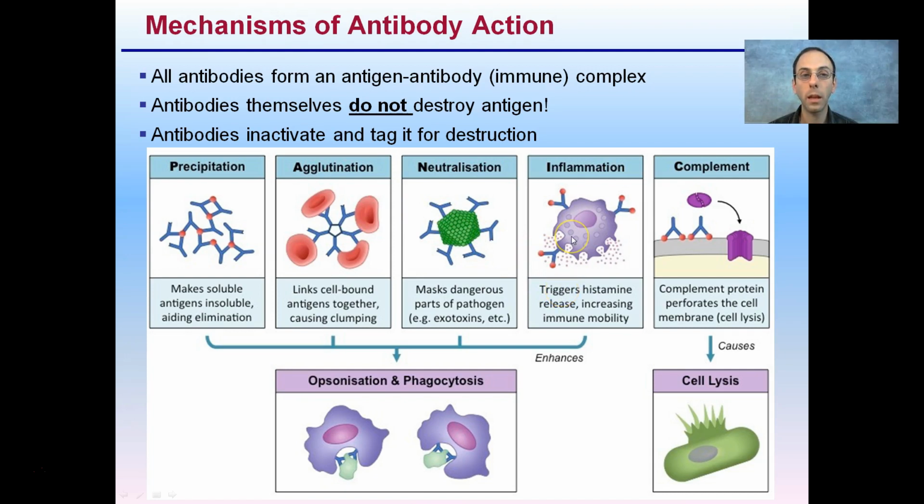They are merely being able to inactivate it and tag it for destruction so that other cells can come about and do the work of the destruction of the pathogen. It's not specifically the antibodies. Antibodies are very important for the binding and identification, but not for the step of actually lysing or destroying the cell.